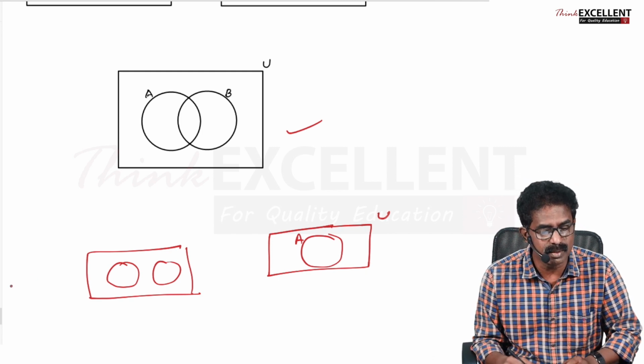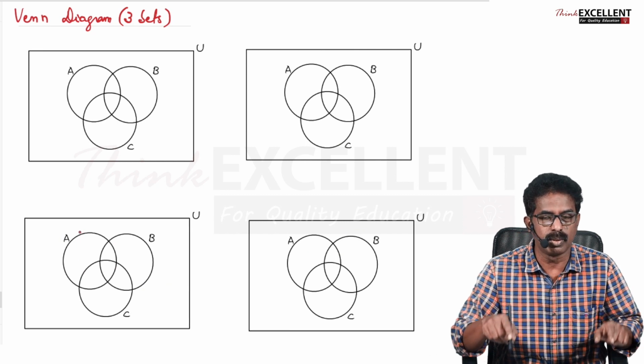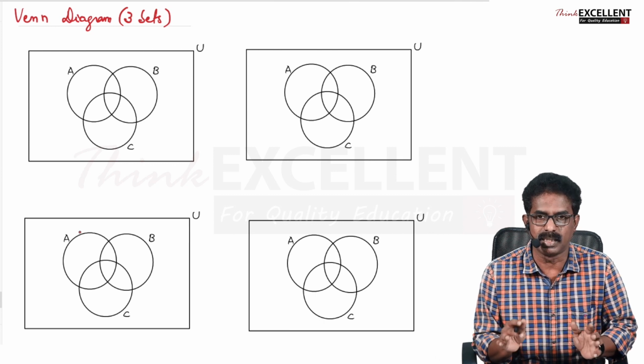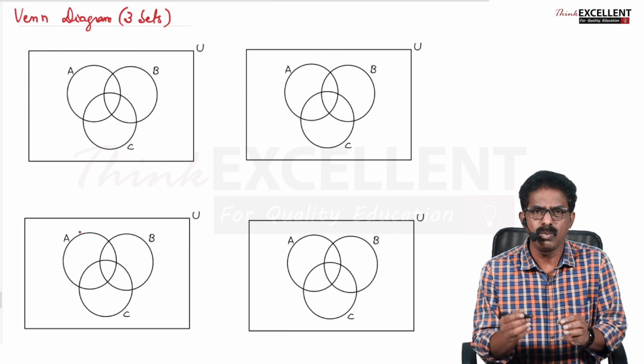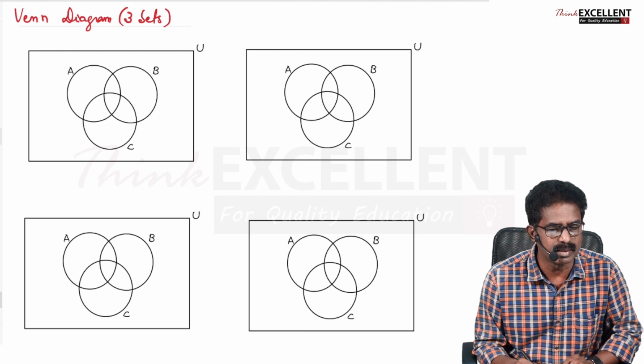For three sets, the diagram should be like this. Outside, one universal set, and three overlapping sets, named A, B, C. This is common generally. Then whatever they ask, you can just shade it, okay? Now let's go for the sum.